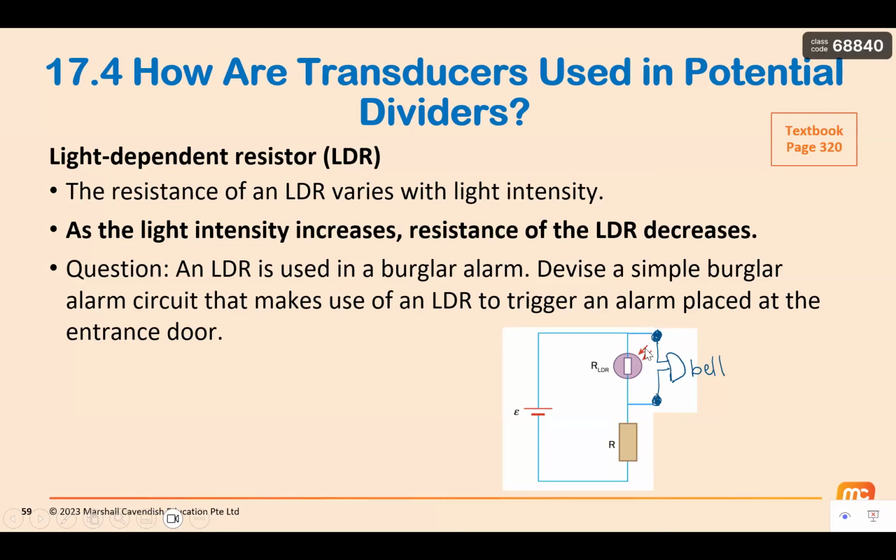But when someone passes through, a thief passes through, what happens? It blocks the light, the resistance of the LDR will increase. And since the bell is connected in parallel to the LDR, the potential difference, the voltage across the bell, also increases. And when it reaches a certain amount of voltage, the bell will actually ring. So when someone's passing through, the bell rings. So this is how a burglar alarm works.